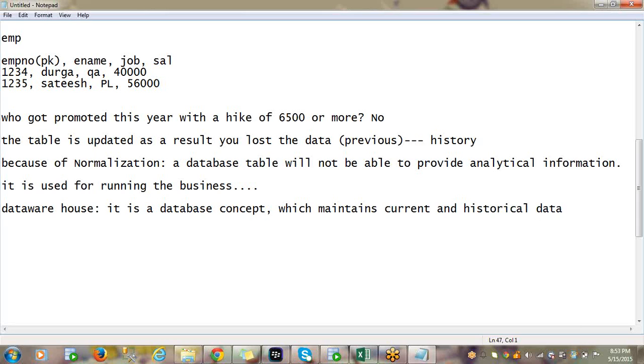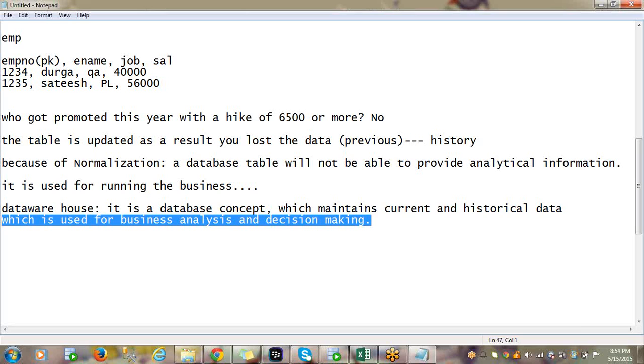See here, in case of our database, it is going to maintain only the current data. What is the current job of Satish? Yes, he is a project lead. But what is the previous job? Don't know. No answer. And that is what a data warehouse is going to do, maintain the current and historical data. Why is this maintained? It is used for your business analysis and decision making.